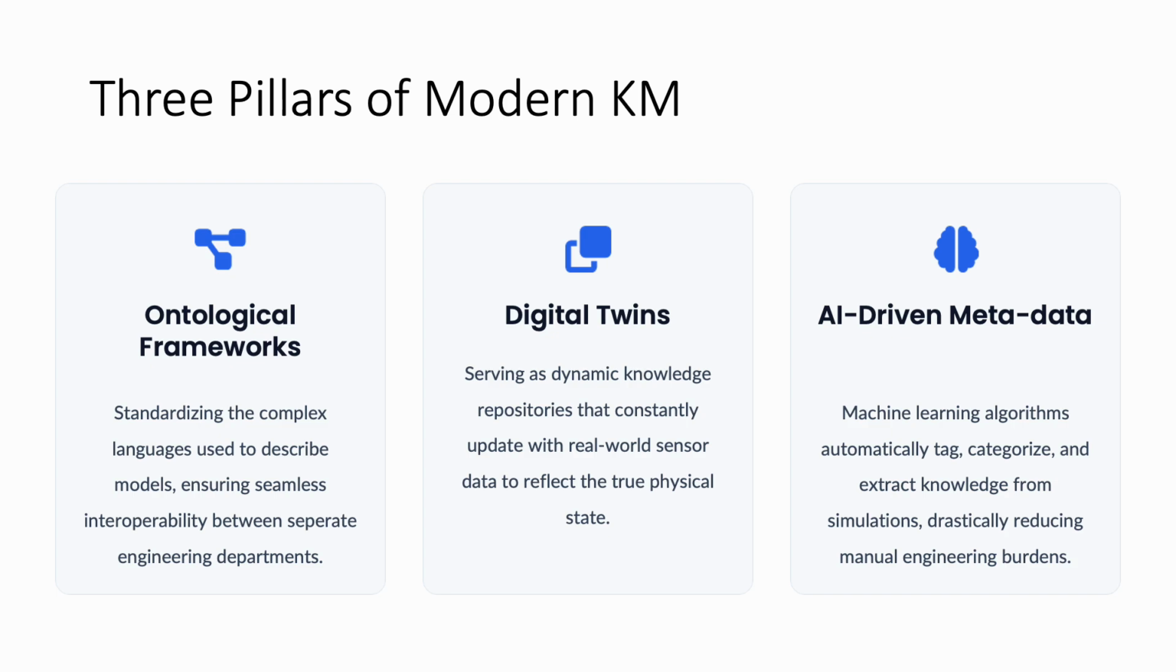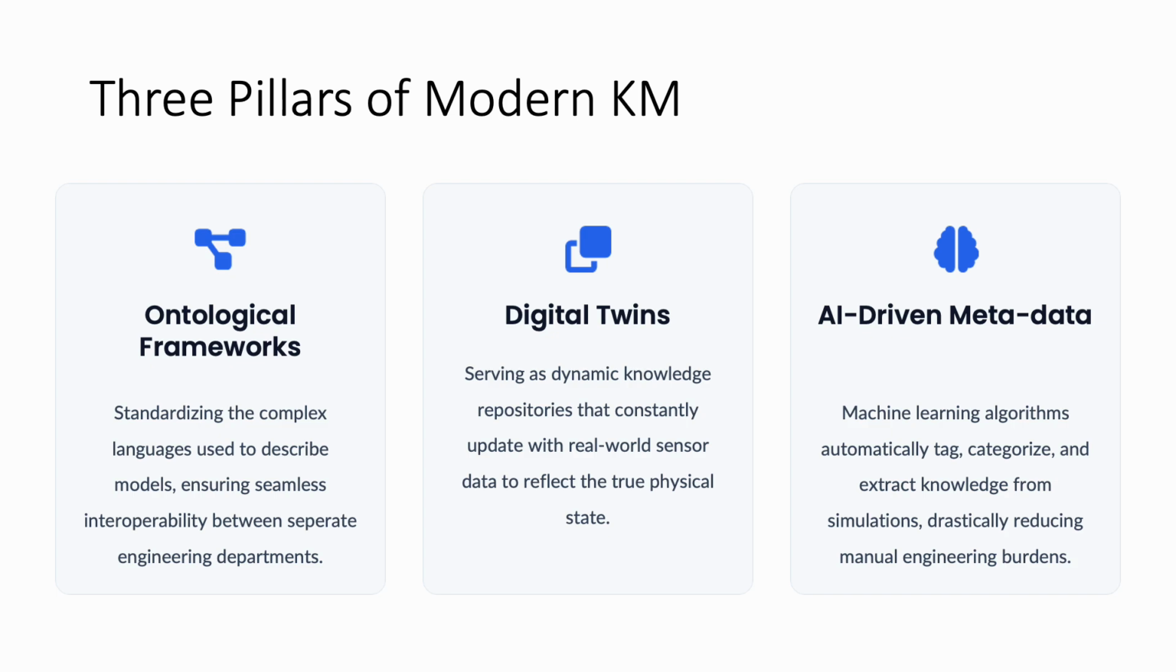So what are the three pillars of knowledge management? First, we have ontological frameworks. These are structured systems that represent relationships within a specified domain. This is all about standardizing the complex languages used to describe models. It ensures that propulsion systems in one department are seamlessly interoperable with aerodynamic models in a different department. The most layman's understanding of an ontological framework is the Dewey Decimal System: how do we organize large amounts of information so that it's all easily found in the same framework?